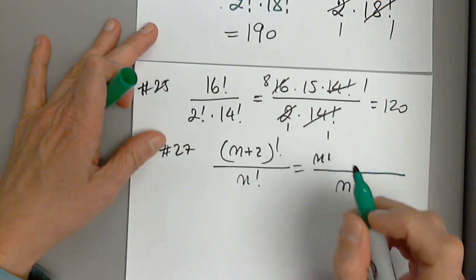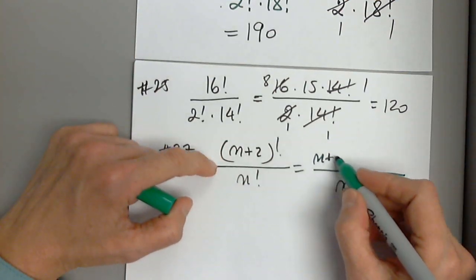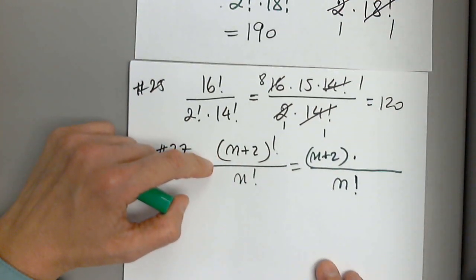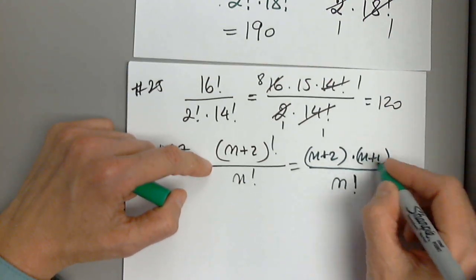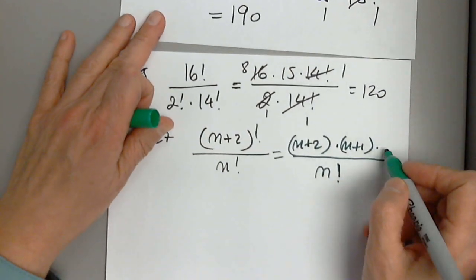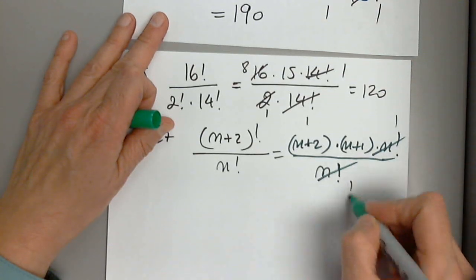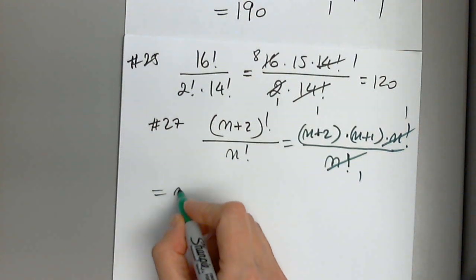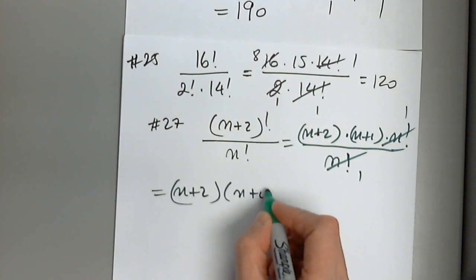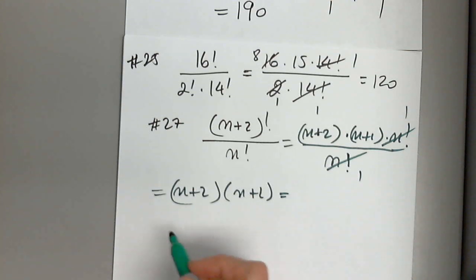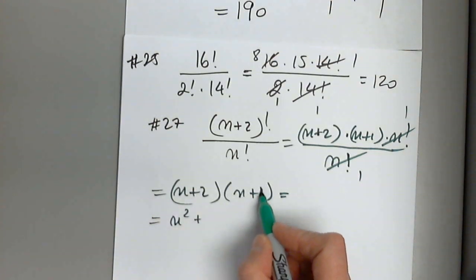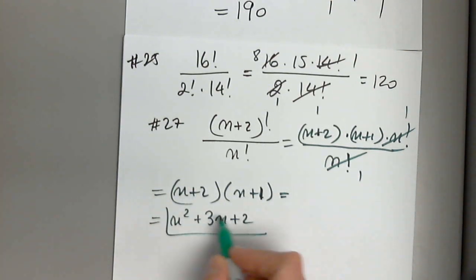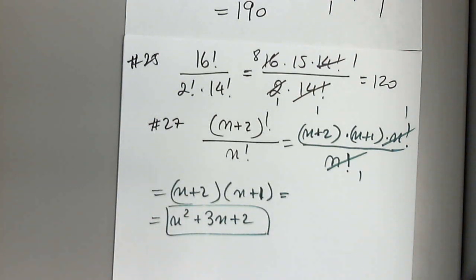Careful, I have to start with n plus 2, multiplied by n plus 1, multiplied by n factorial, indeed. That's exactly where I'm going to stop so that I can cancel the denominator. So then I have n plus 2 times n plus 1, and of course I can distribute, and I get n squared plus 3n plus 2. So that's the reason why we need to remember how to simplify these factorials, because you cannot put this in the graphing calculator.